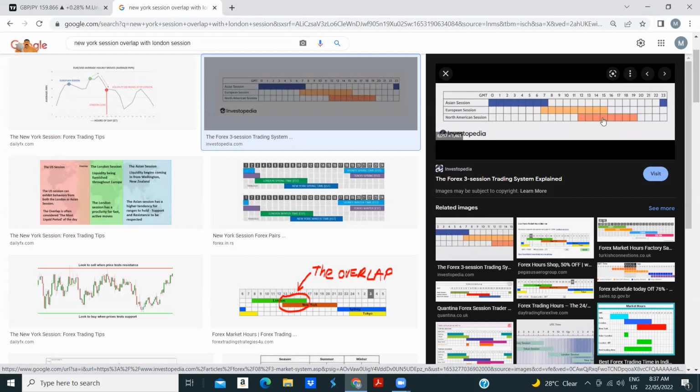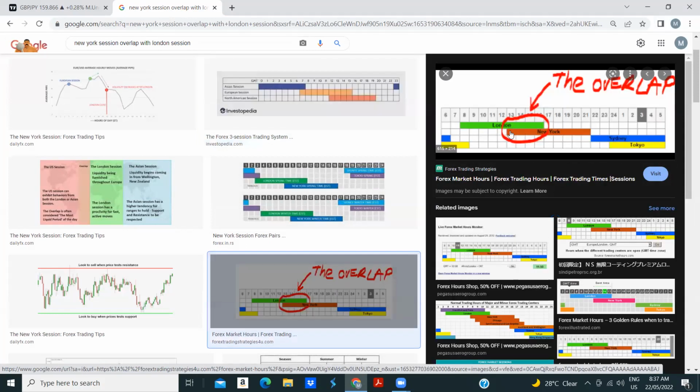Okay. So you see the overlap between the London and New York session from 12 GMT to 16 GMT. Due to this overlap, there's an increase in volatility. So once New York opens, the London session is already in progress. Got it?